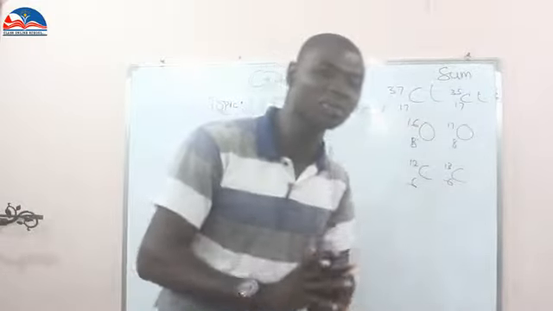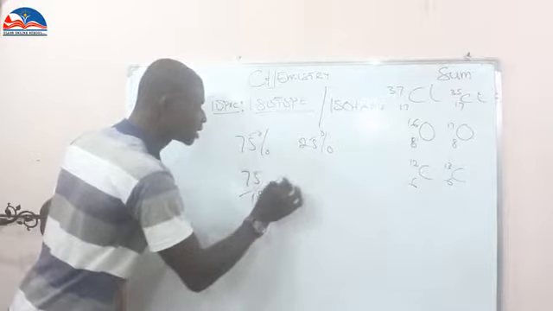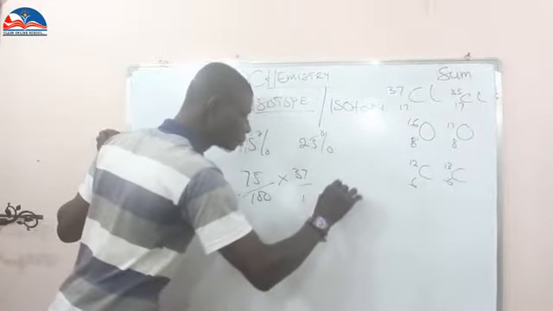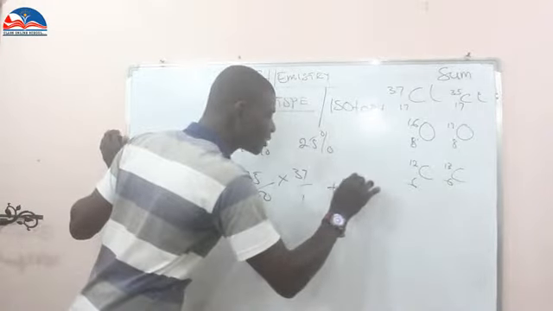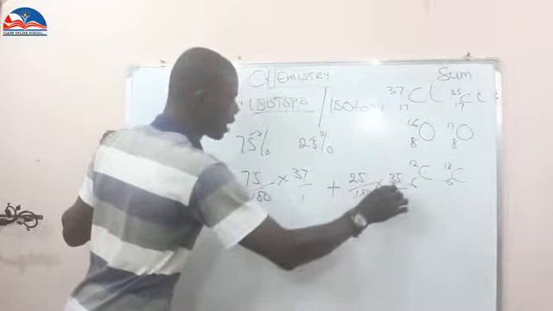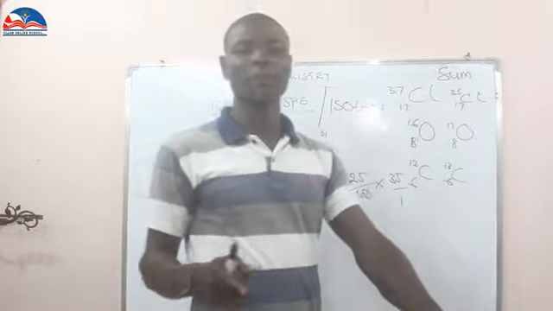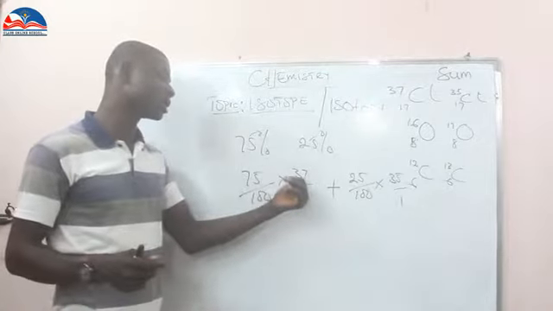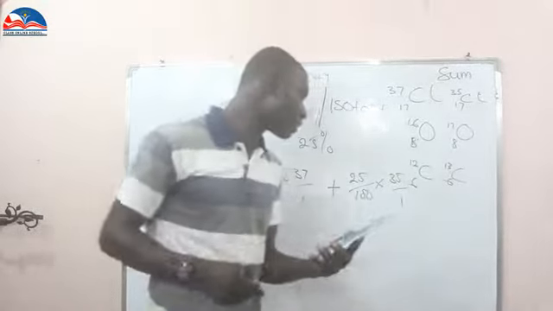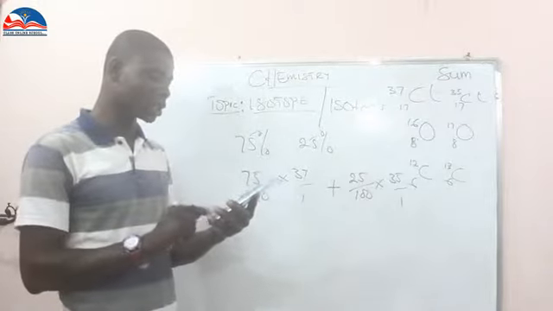Now, for me to calculate the two of them, I will simply say 75%, which is 75 over 100, times 37 over 1. That is what I'm going to do. Then I'm going to have addition, plus we have 25%, which is 25 over 100, times 35 over 1. Now, with your calculator, you can press with me: 75 times 37 divided by 100. What are you going to have?